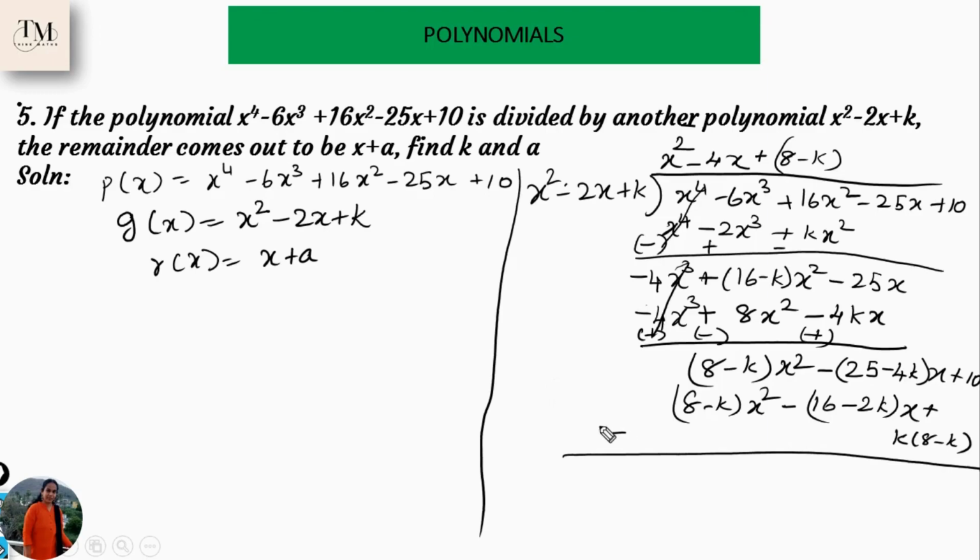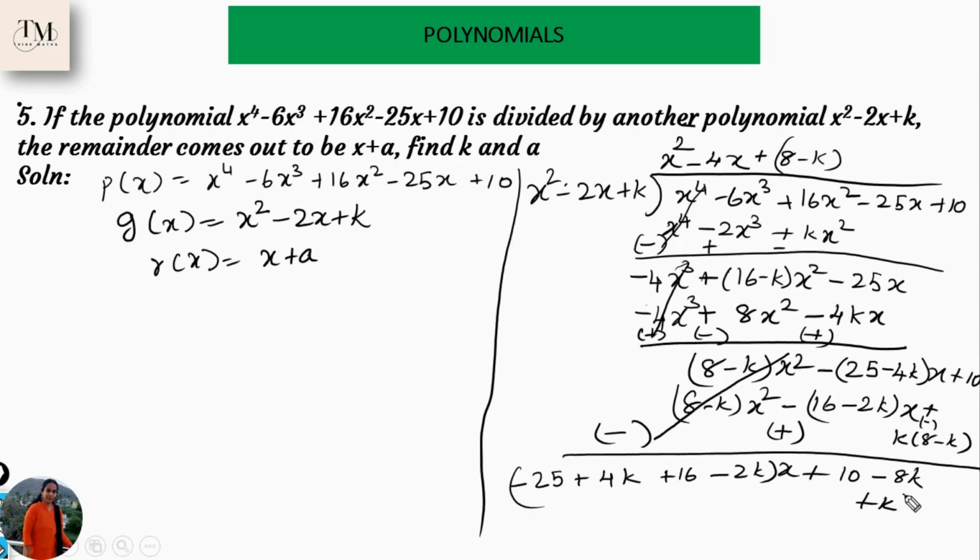So I am subtracting, this gets cancelled and this sign will become plus and this sign will become minus. So here -25 + 4k. Here plus 16 and this is -2k into x. Plus here it is 10, here 10 and this sign has changed to minus. So minus k into 8 is -8k, as here minus of minus is plus. So plus k^2. Okay.